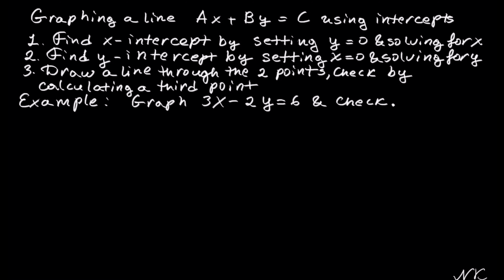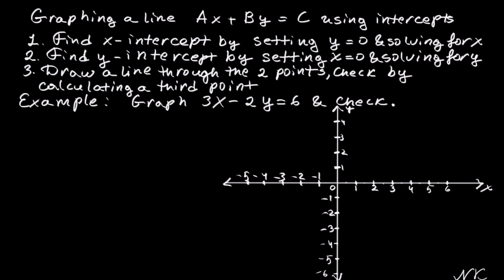So in this example, we're going to graph 3x minus 2y equals 6 and check. Let's begin with drawing and labeling the x and y axes. So the first thing we're going to do is find the x-intercept by setting y equal to 0, so the point is 0 instead of y, and we are calculating x.